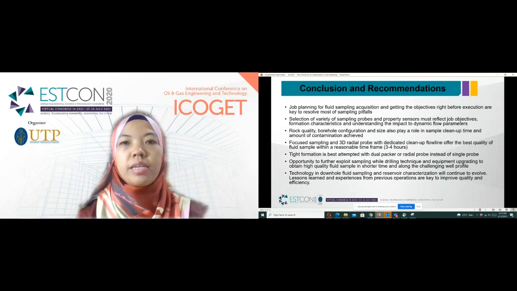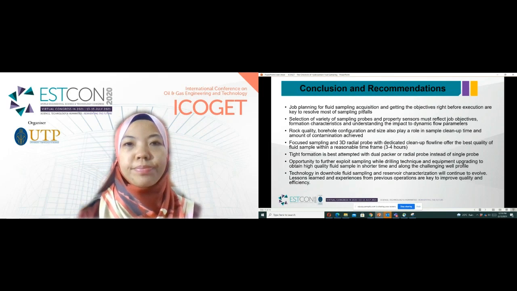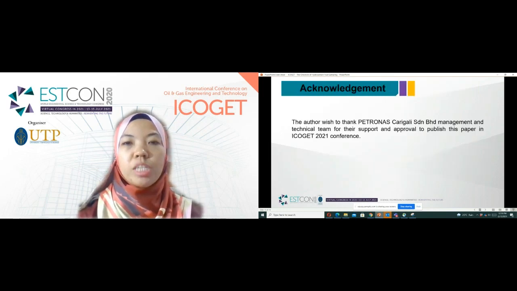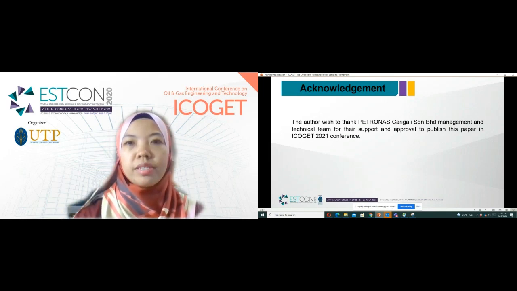Technology in downhole reservoir fluid sampling will continue to evolve, and based on our technical experiences and lessons learned gathered so far, it is hoped that all this new technology can help to further improve the quality of the fluid sample that we have, and also to improve the operational efficiency in the near future. I would like to acknowledge Petronas Carigali management and technical team for their support and approval to present this paper in this conference. Thank you.